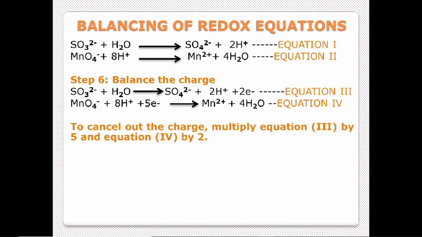The next step is to cancel out the charge, and to do that we need to multiply equation 3 by 5 and equation 4 by 2. So why are we multiplying these both equations by 5 and 2? We are doing that to eliminate the electrons, because this step has to do with cancellation of the charge. Okay, and it's just like what we have in mathematics, an elimination method while solving equations.